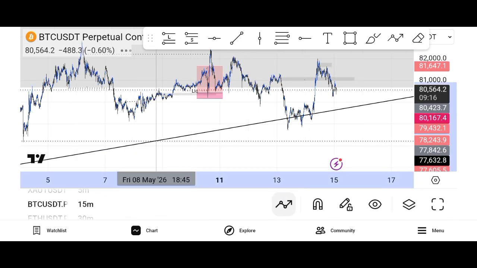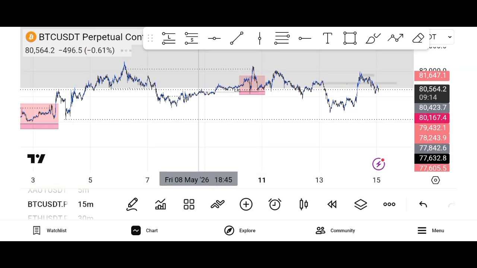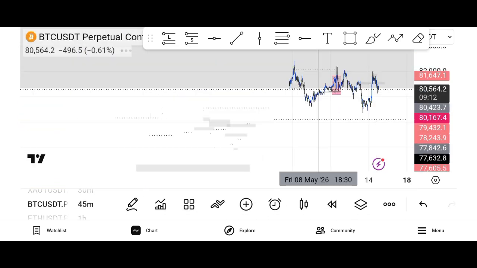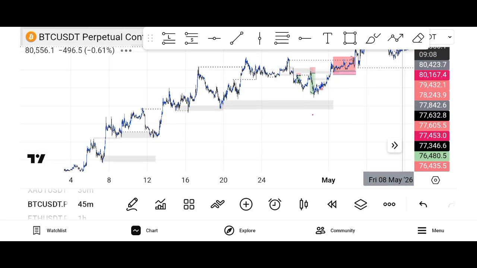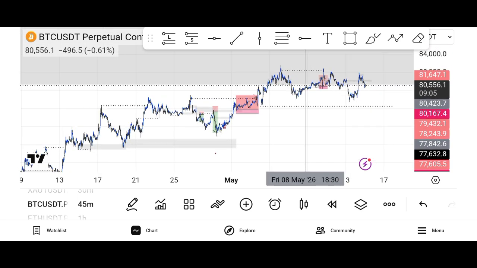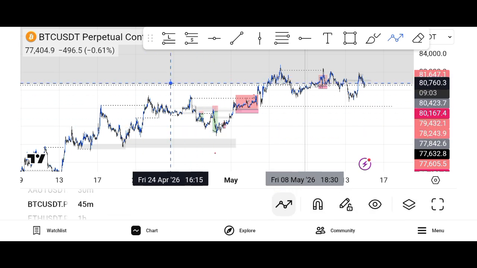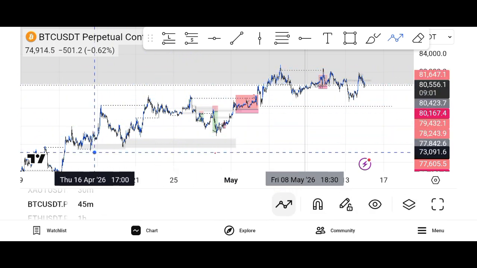So if you see, this is the zone I marked out. Let me go to the 45 minutes so that it will be more clearer. So as you can see, the market was initially on an uptrend before it got to that daily point of interest. So what do you notice here?